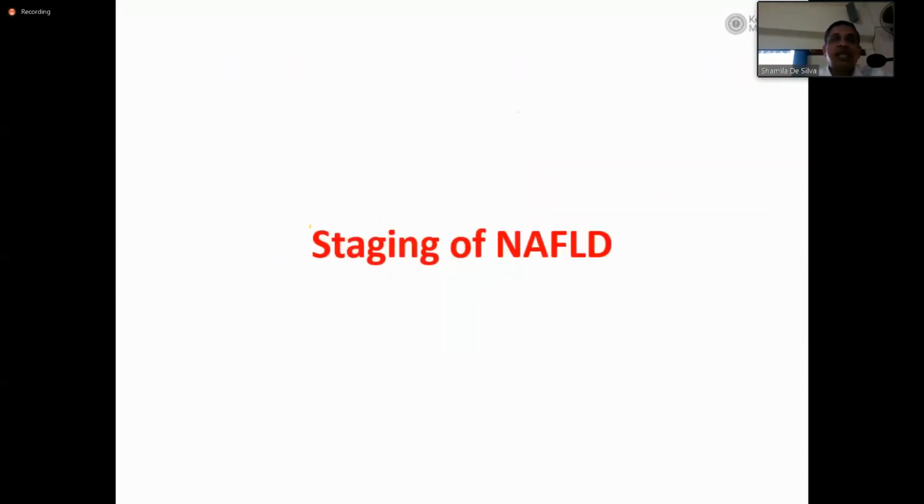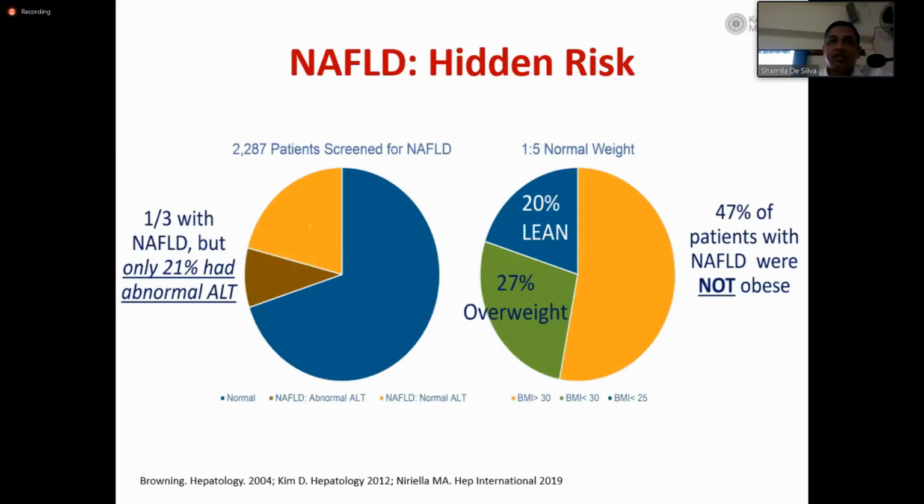How do we stage this disease? It's important to identify simple steatosis from NASH. It's also important to identify those who have liver fibrosis. So if we only go by the biochemistry, in this landmark study involving about 2,300 patients, 1/3 had NAFLD. That is roughly similar to our population, where we had 30% of patients with fatty liver. Only 1/5 will have abnormal liver biochemistry.